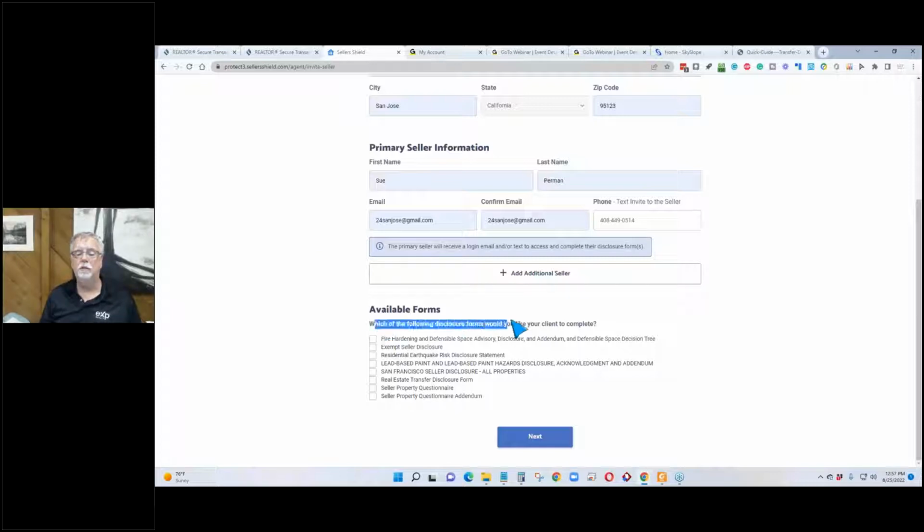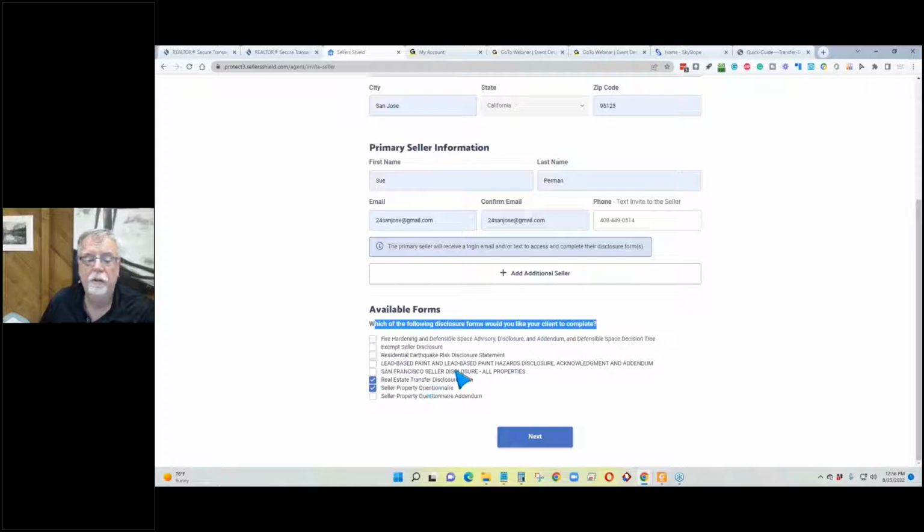Which of the following disclosure forms would you like your client to complete? Now, the TDS and the SPQ are, well, sorry for the pun, but it's TDS, right? It's tedious. There's a lot of questions. This could take a time. So I want to do those first, maybe in batches. If your client has the stamina and energy, you can do more. So what I typically am doing is the transfer disclosure statement and the seller property questionnaire.